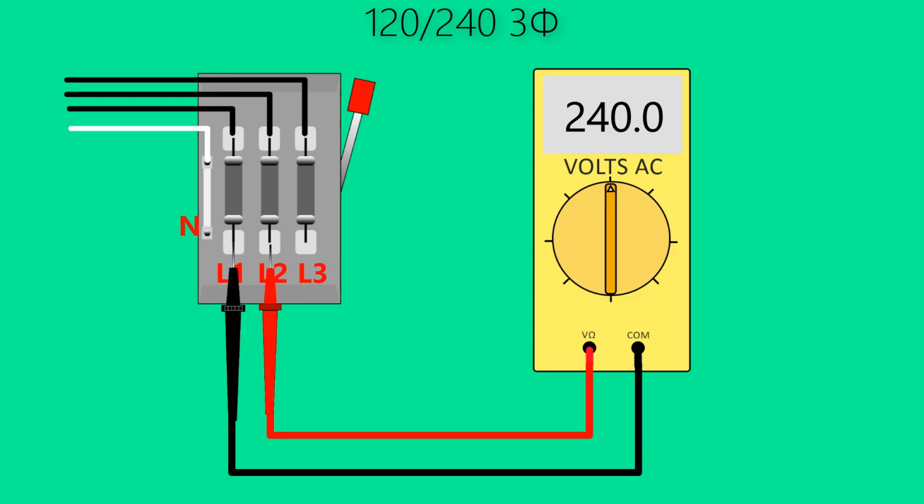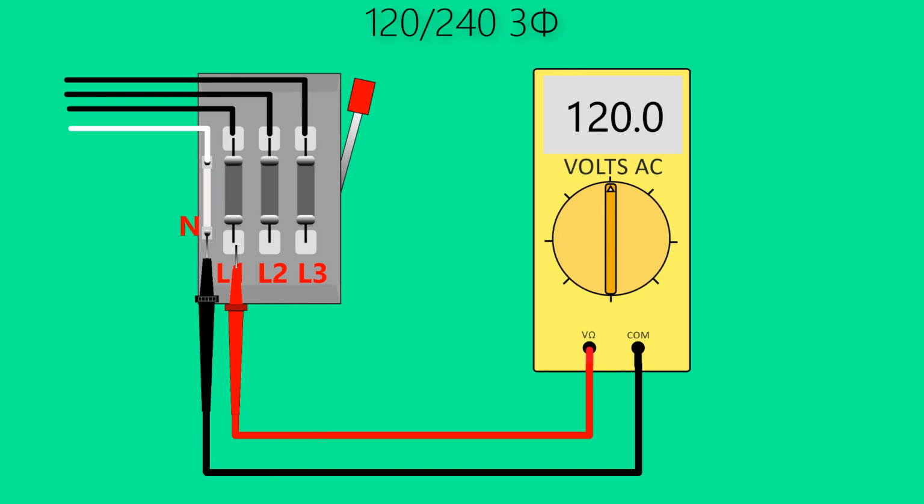The measured voltage between any two power connections is 240 volts. The voltage from L1 to L2 is 240 volts. The voltage from L1 to L3 is 240 volts. And the voltage from L2 to L3 is also 240 volts.